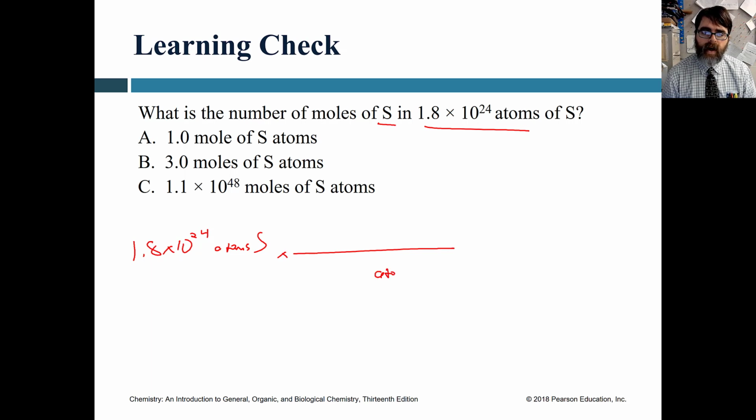We know we then want atoms of sulfur in the denominator, and we're going to want moles of sulfur in the numerator. The number that goes with moles is 1. The number that goes with atoms is going to be Avogadro's number. And so when we do that, we end up with 3.0 moles of sulfur, which is B.